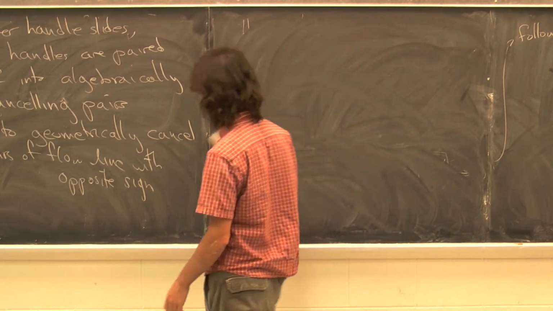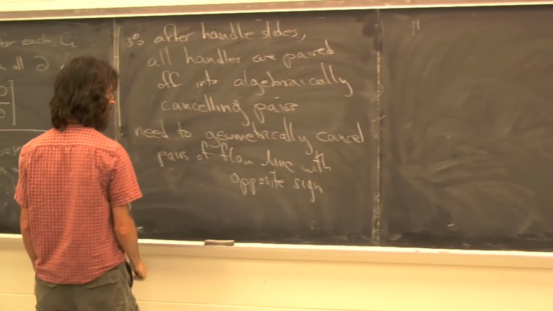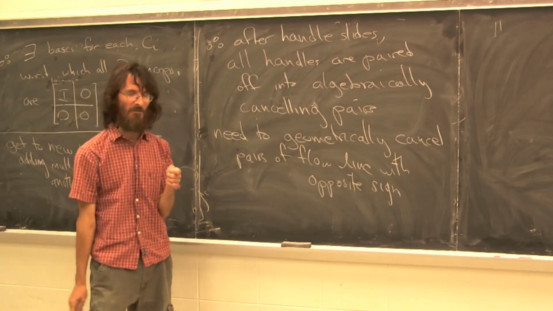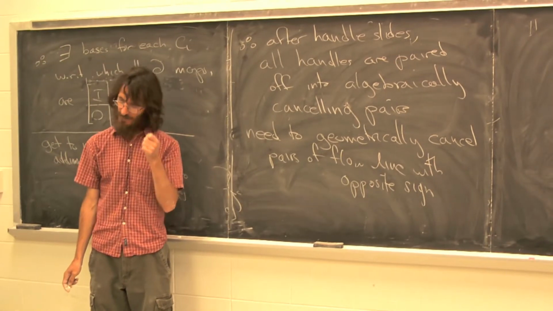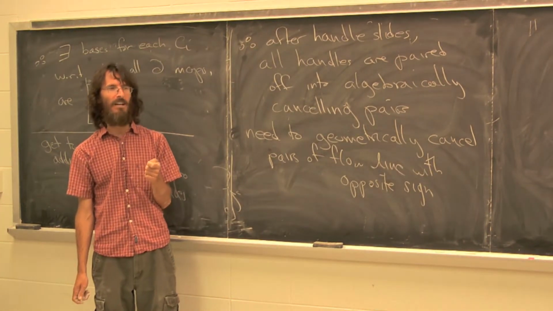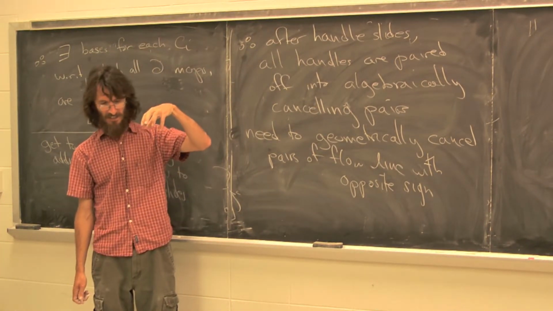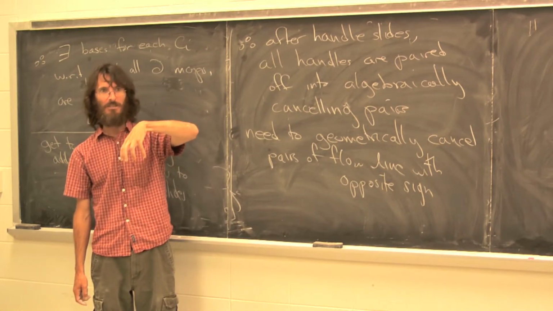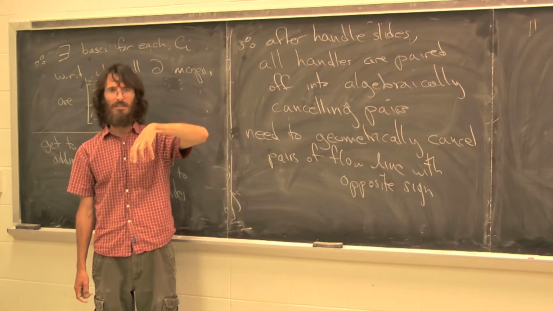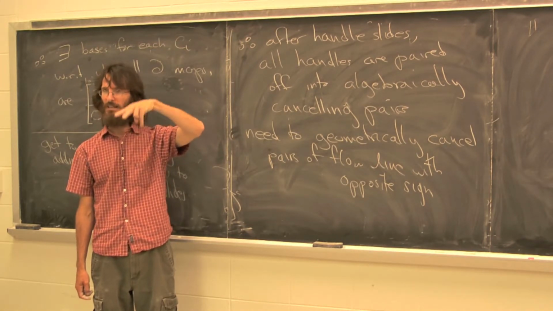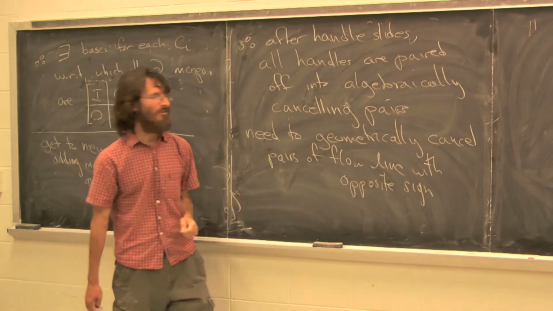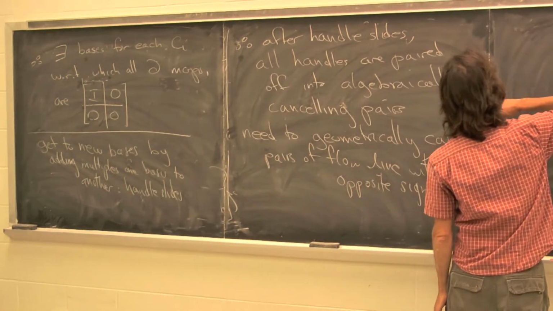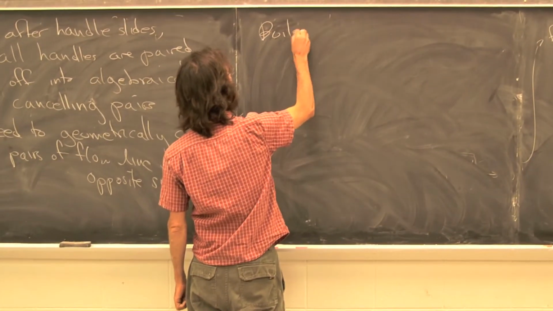So I guess, what do you mean by cancel a flow line? Do you mean like modify? What I mean is modify. Right, this is going to be a finger move. What I mean is modify the attaching spheres by an isotopy, so as to eliminate a pair of intersection points. So we focus on this. So it boils down to this.